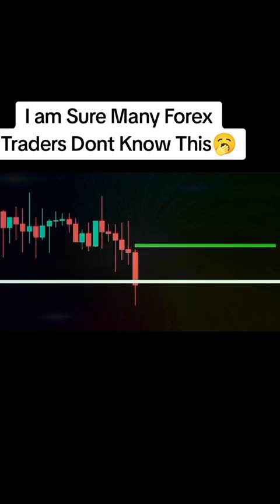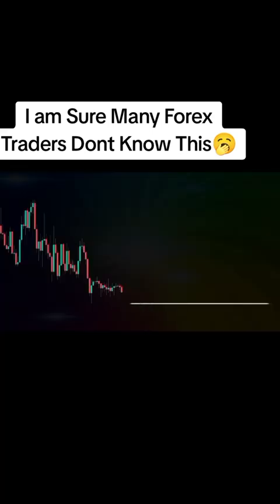It's the same thing with shorts. You have a resistance, price breaks this resistance and barely does the liquidity grab. Your short entry would be at the bottom of this candle that initiated this liquidity grab. So right here. So going back to our first example, this candle initiated this liquidity grab, so we set our entry point right here.